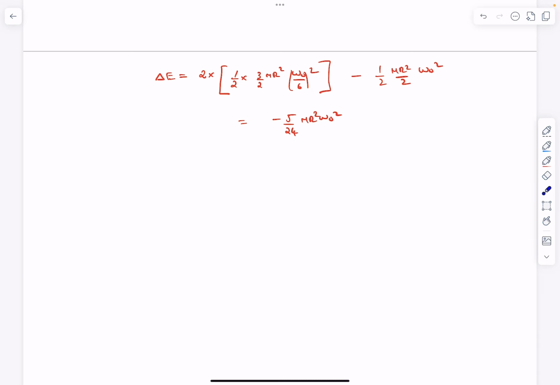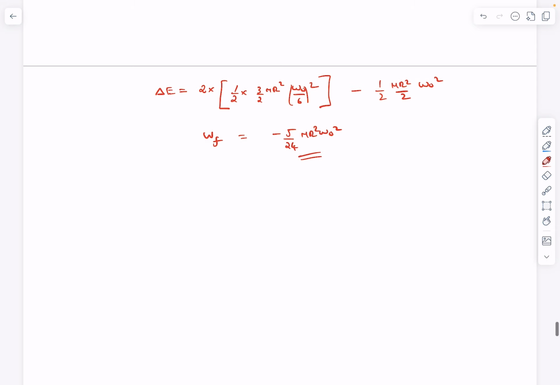So the final amount is less than the initial amount by this much value. And where did all this energy go? It went because of the negative work done by friction. So this is the work done by friction on the system. So this is the easiest way to find it.